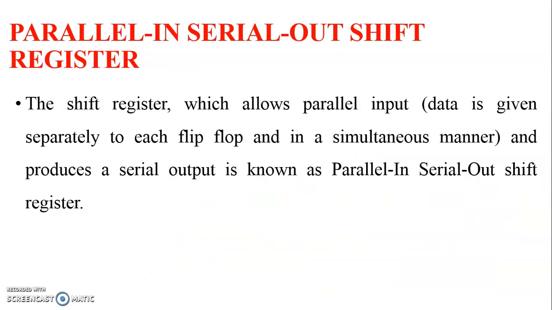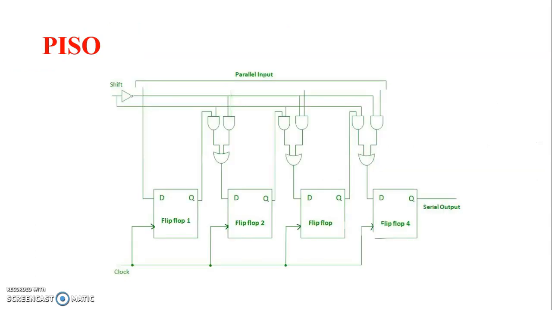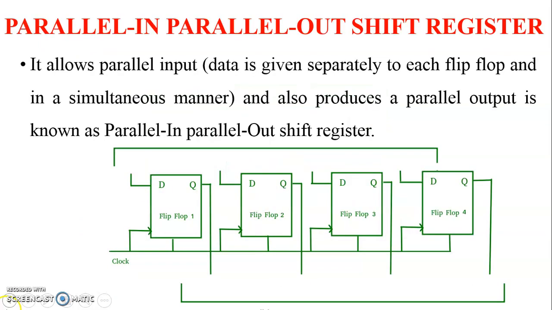Next is the parallel in serial out shift register. In this shift register, it allows the parallel input and produces a serial output. So this is the circuit diagram of the parallel in serial out register. Here we are giving a parallel input to the flip-flops and we are getting a serial output. Next, the final shift register is the parallel in parallel out shift register. Here we are giving a parallel input as well as getting a parallel output.